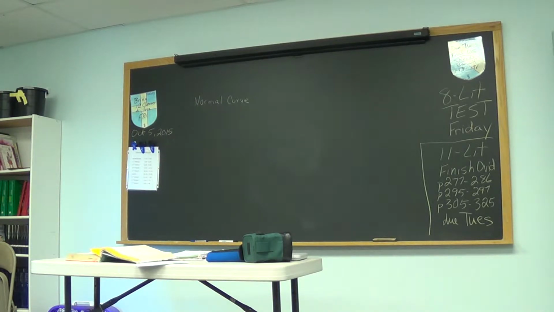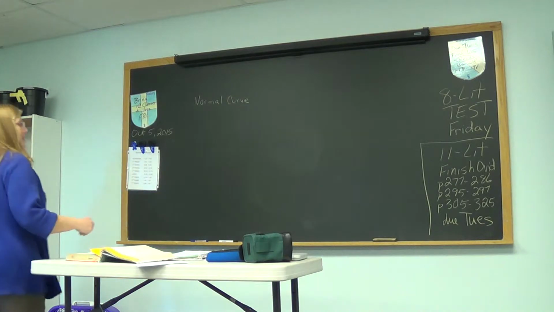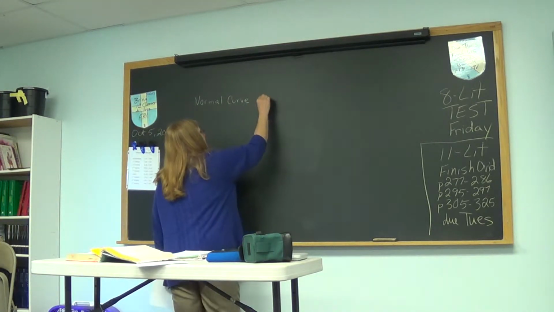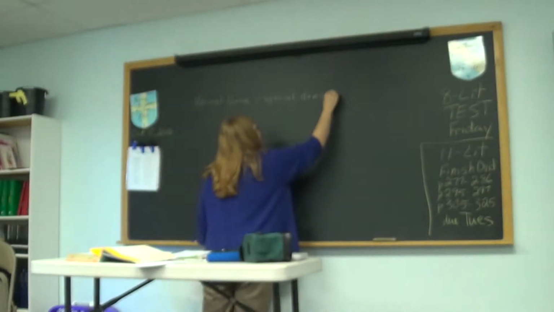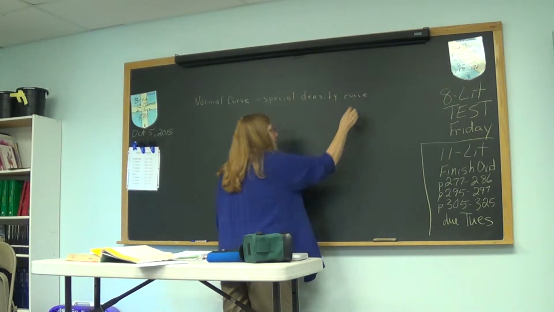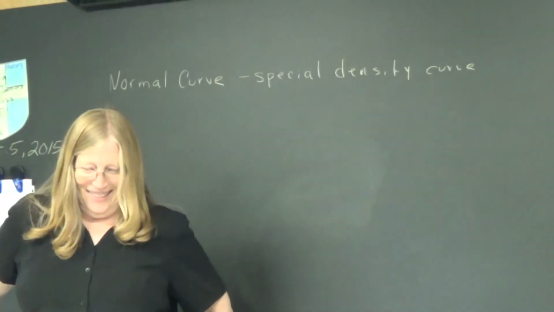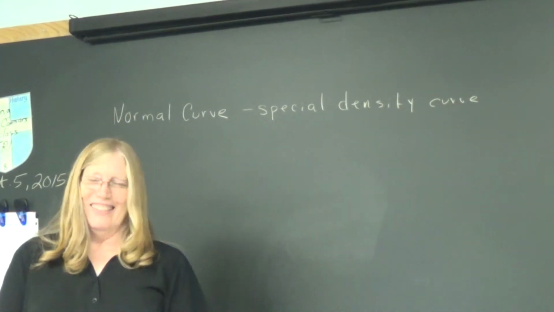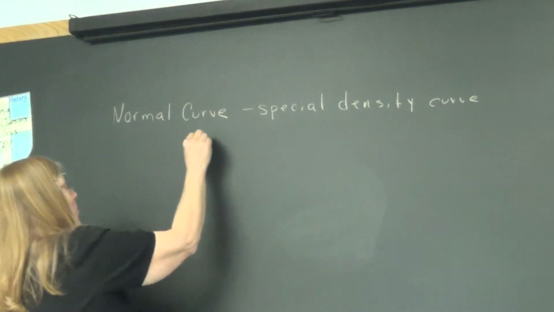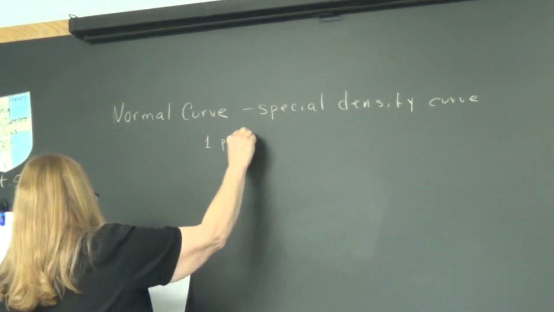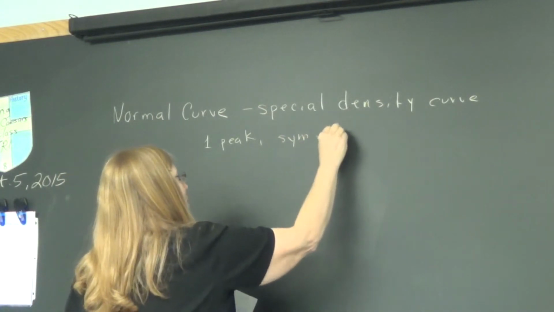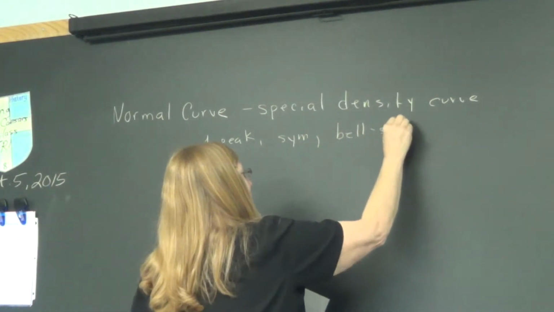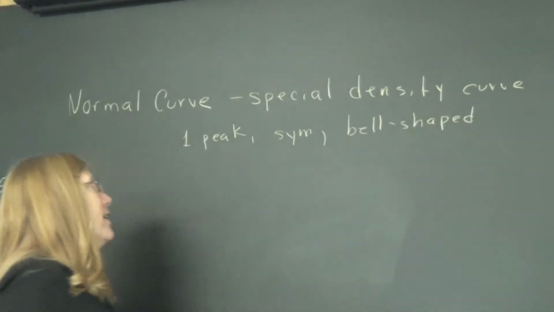Yeah, it stops now. All right, so let's call a normal curve a special density curve. So you can see it. I wrote it with my left hand. A special density curve. She needs to see the definition. It is special in that it has one peak. It is symmetrical. And it is bell-shaped. So you've heard of the bell-shaped curve. So that is the normal curve.